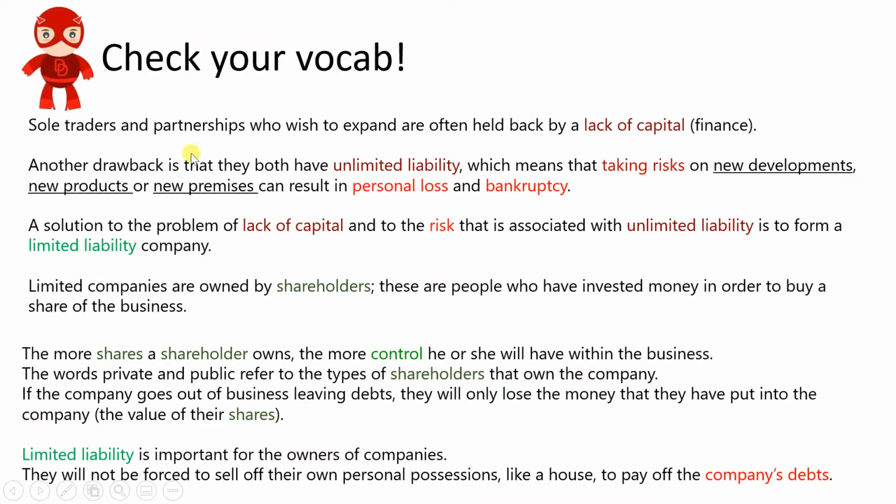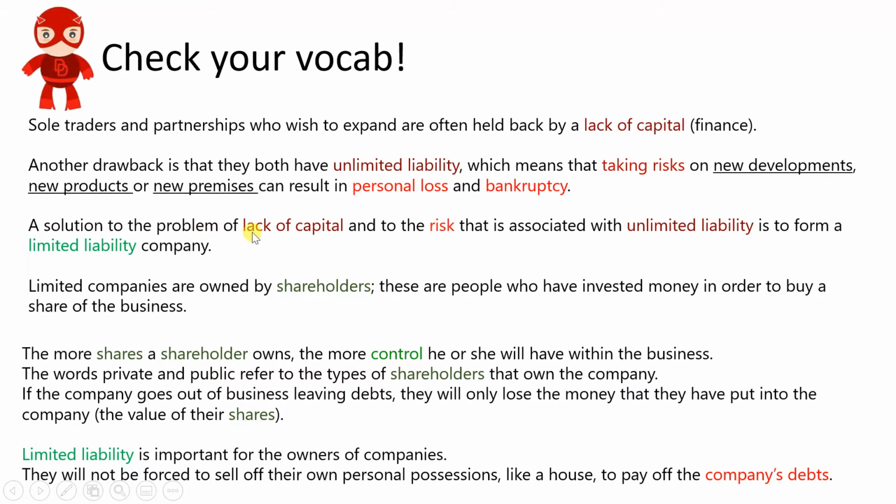Check your vocab. Here's a piece of information that we need to read, and I'm going to give you a little quick test on some of the words in the next slide. Sole traders and partnerships who wish to expand are often held back by a lack of capital, finance. Another drawback is that they both have unlimited liability, which means that taking risks on new developments, new products or new premises can result in personal loss and bankruptcy.